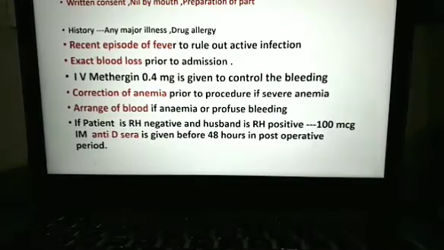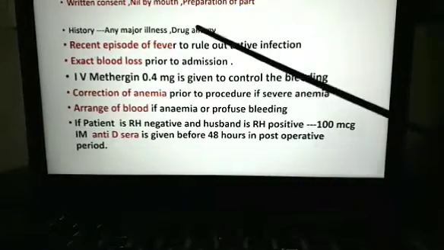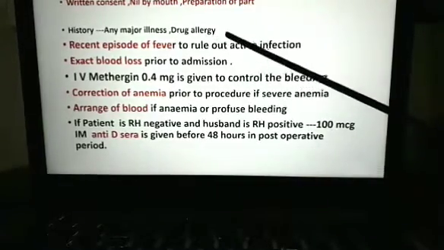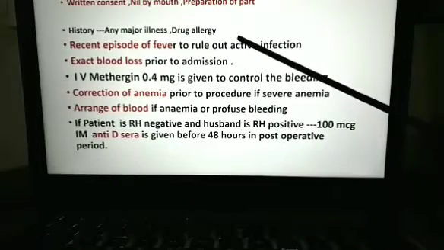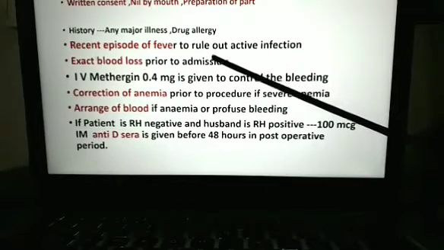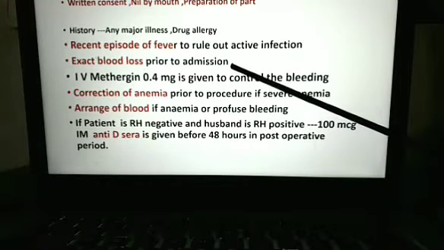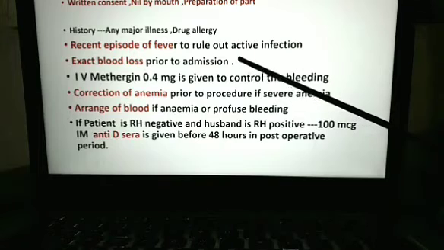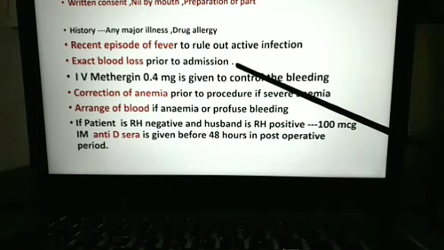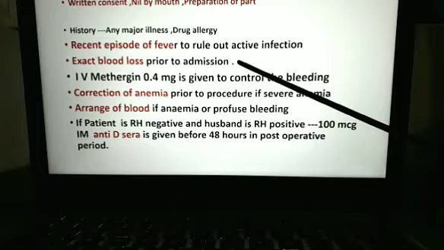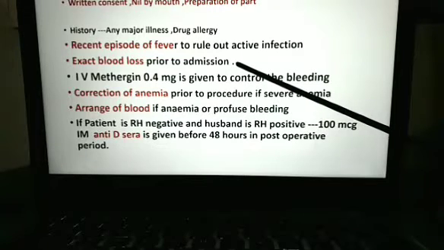Preliminary consent and preparation of the patient is important in all. History of any major illness and drug allergy should be documented. Exact blood loss prior to the procedure is very important to document, because with suction evacuation there is at least about 100 to 150 ml of blood loss.